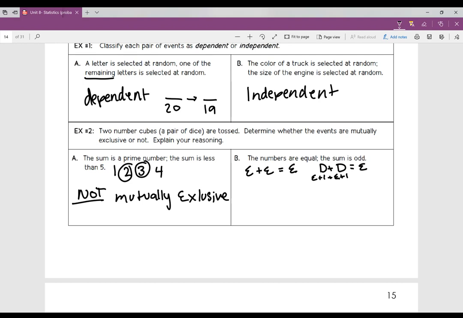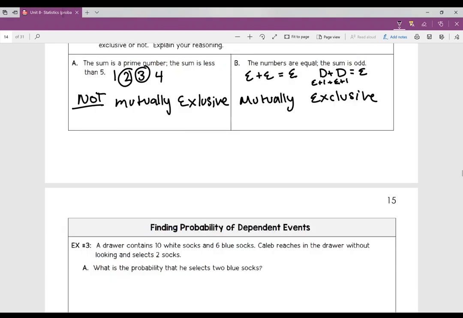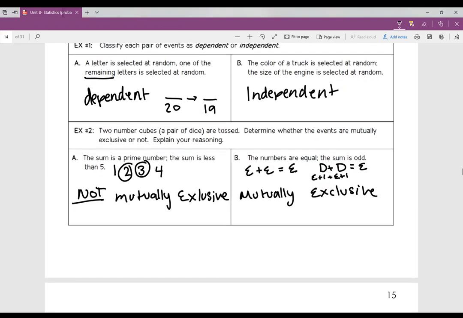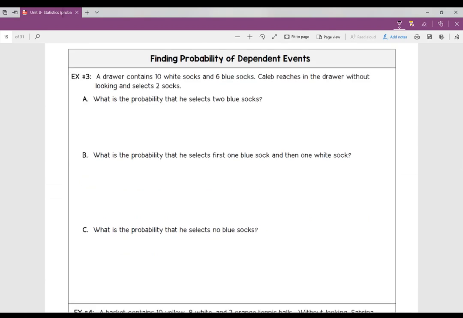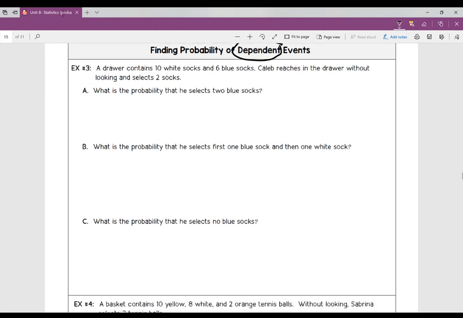So are those mutually exclusive? Yes, these are mutually exclusive, because you cannot have the numbers be equal and then the sum be odd. You can't, that's not going to work. All right. Hopefully you guys understood that. If not, go watch it again. Okay, finding probability of dependent events. This means that one's going to affect the other, okay?